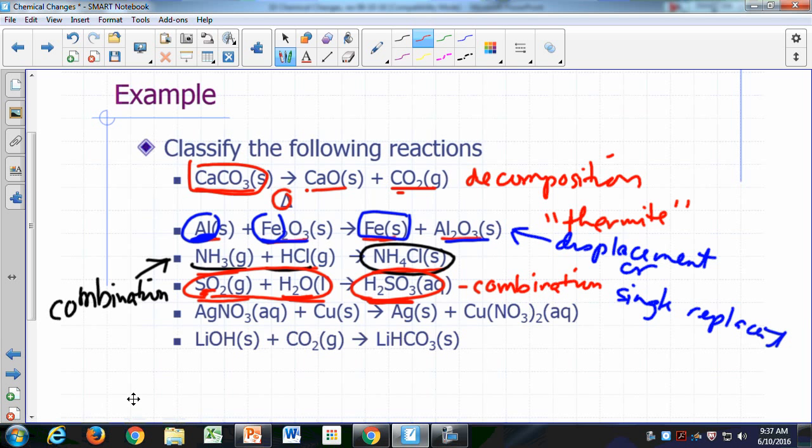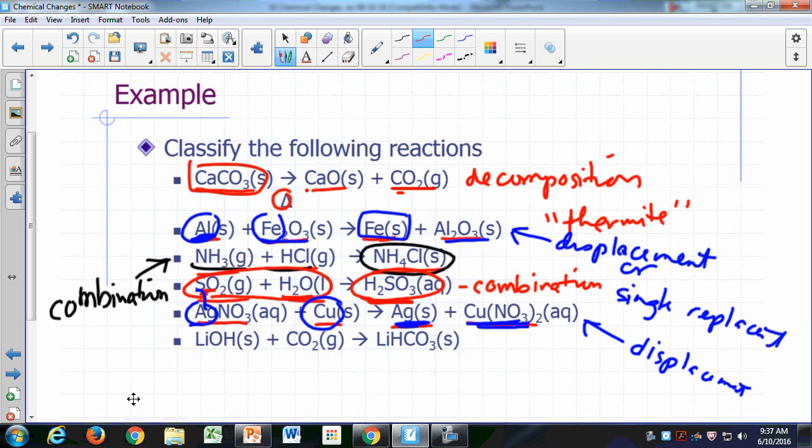Let's look at the next one. That should be pretty obvious. This is what happens if you mix copper with silver nitrate, you get silver and copper nitrate. You have a compound and an element. And what happened here? This element copper displaces silver, kicks silver out of its compound, so now you have copper nitrate, and the silver is freed up as a free element. So this was again displacement or single replacement reaction.